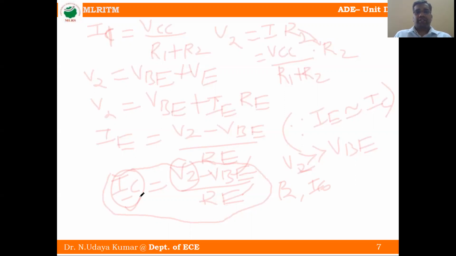That's why if the temperature increases also, nothing will happen. So we can maintain this stability. We can maintain the collector current at the output side. That is the meaning. Okay.